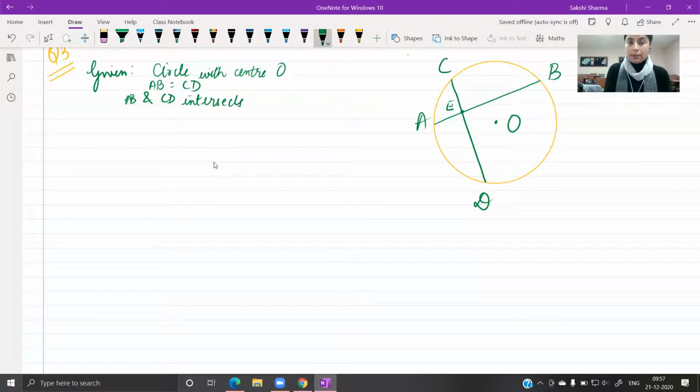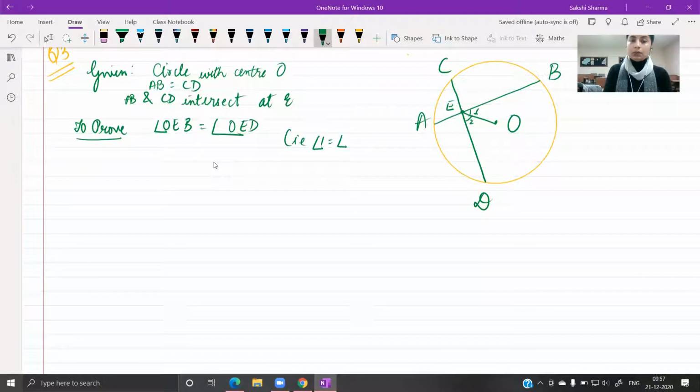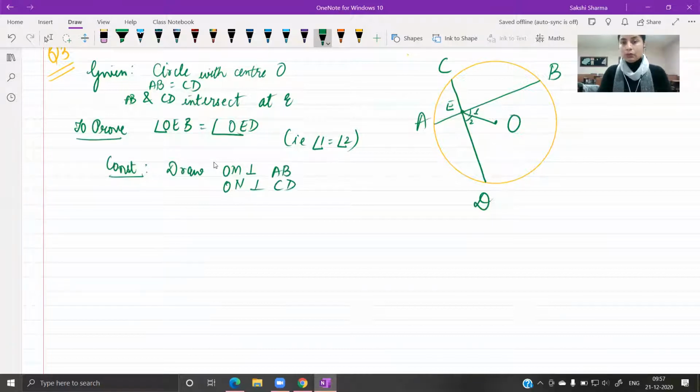Just to specify that we have chords. If you want, you can just number these. I think that will be convenient. Angle 1 equals angle 2. And again, we will be doing some construction here. From the center, we are drawing perpendiculars onto the chords. So OM perpendicular to AB and ON perpendicular to CD.